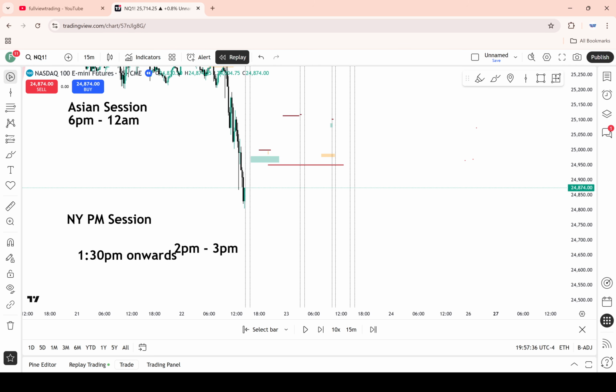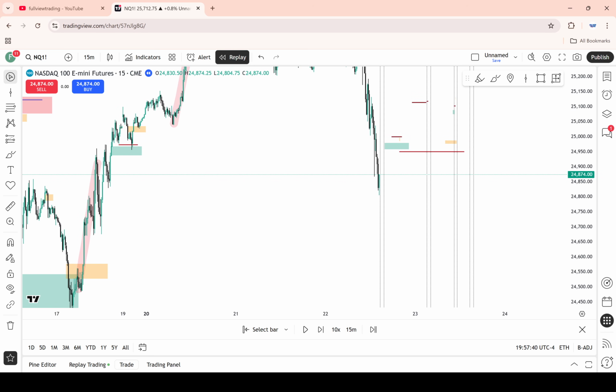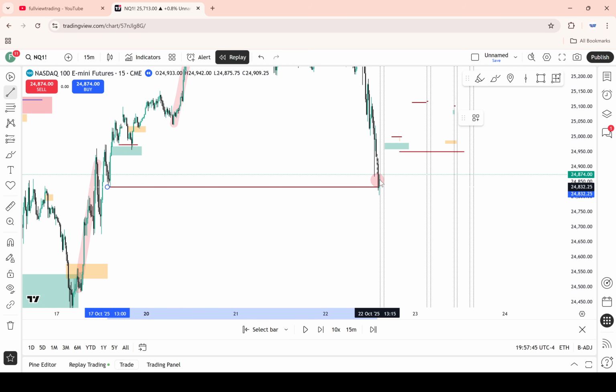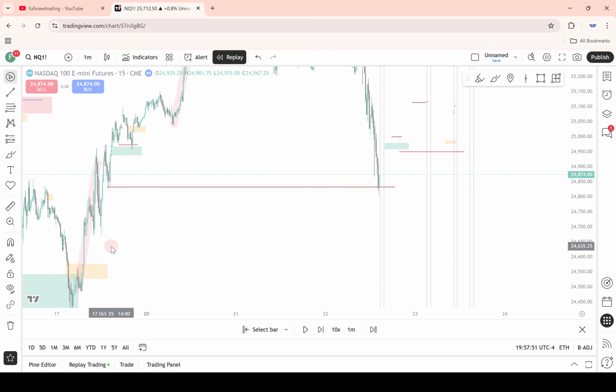Let's remove all this, get rid of all this. Let's zoom out. Okay, so have a look here, guys. We sweep liquidity. We tap into this 15-minute fair value gap. What do we then do? We drop back down to the 1-minute chart.